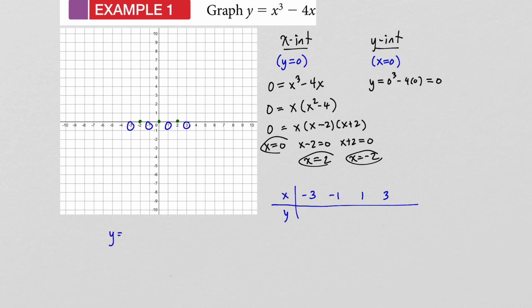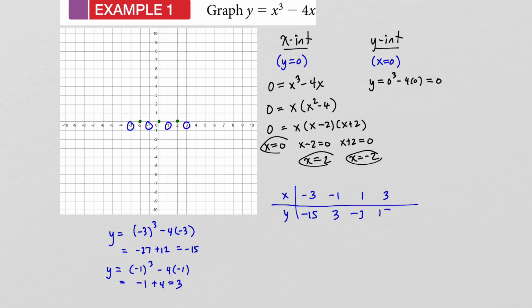So when x is negative 3, y is going to be negative 3 quantity to the third power minus 4 times negative 3. This is negative 27 plus 12, which is negative 15. If x is negative 1, y is going to be negative 1 to the third power minus 4 times negative 1, which is negative 1 plus 4, which equals 3. And if you plug in 1 and 3, you are going to get negative 3 and positive 15. You can double check the math on that.